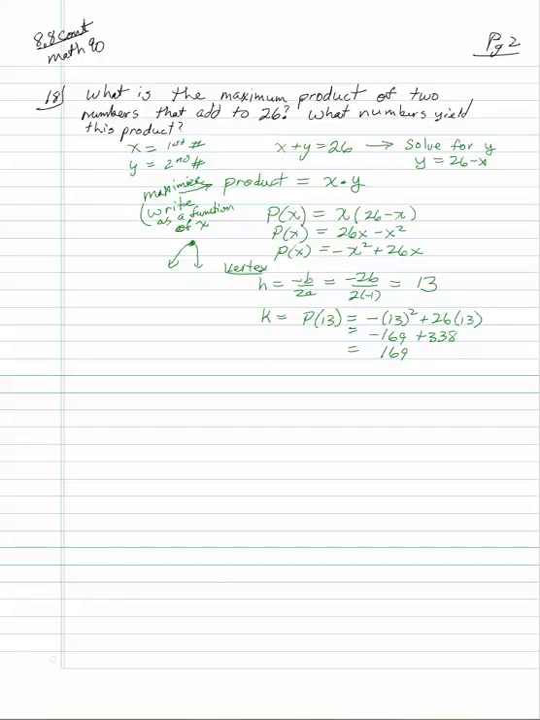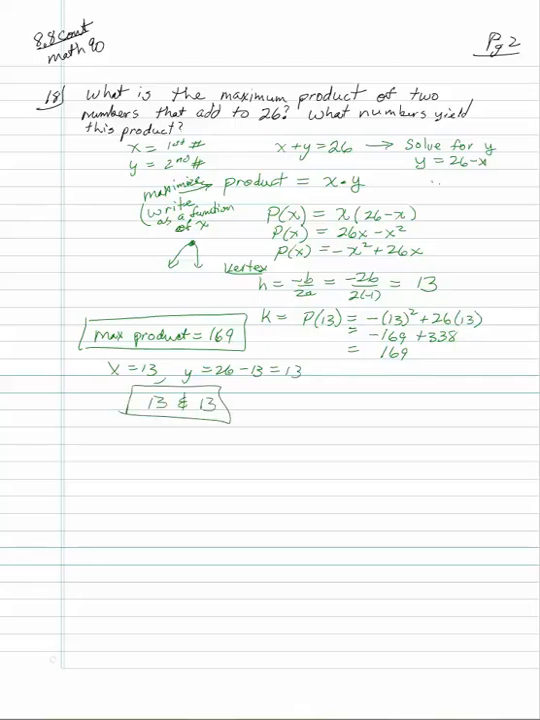All right, so let's answer the questions. Find the maximum product. Again, that's going to be the k value. So the maximum product is going to be equal to 169. That's part 1. And then what numbers yield this product? Well, if x equals 13, y is 26 minus 13, so the numbers are 13 and 13.